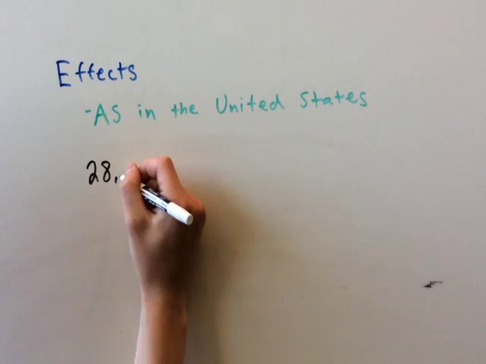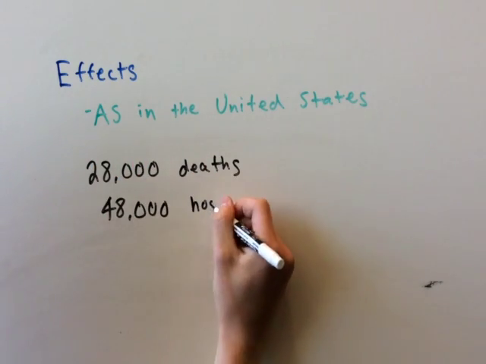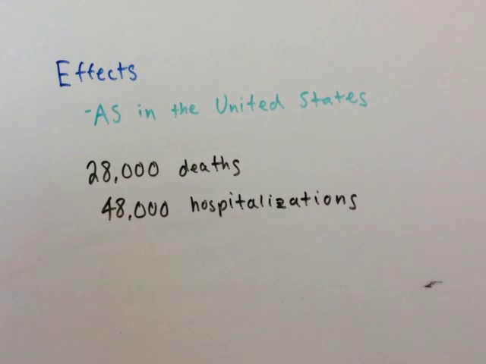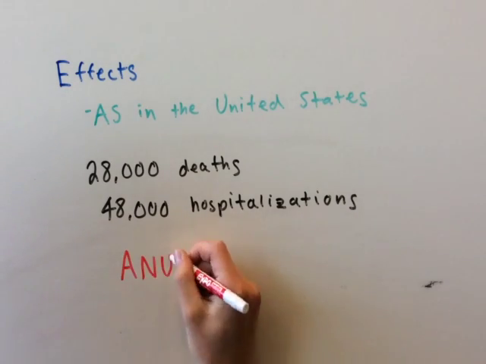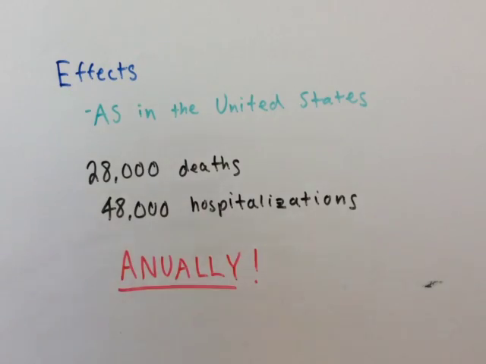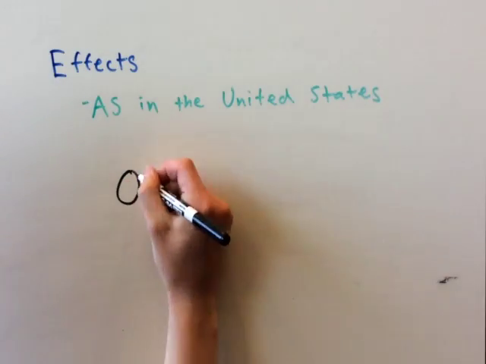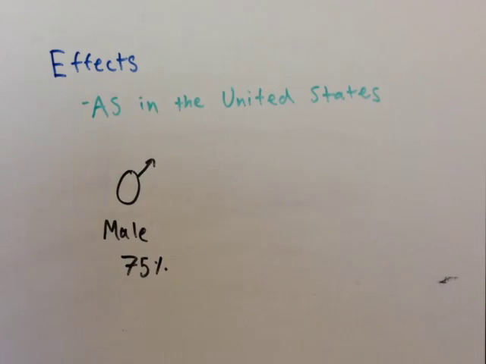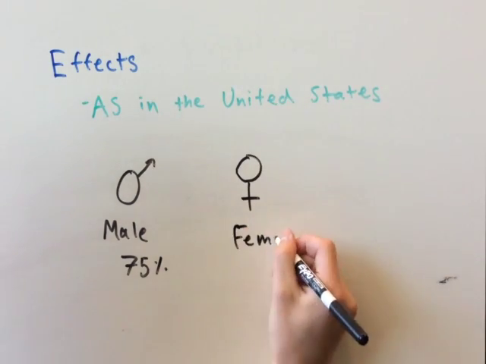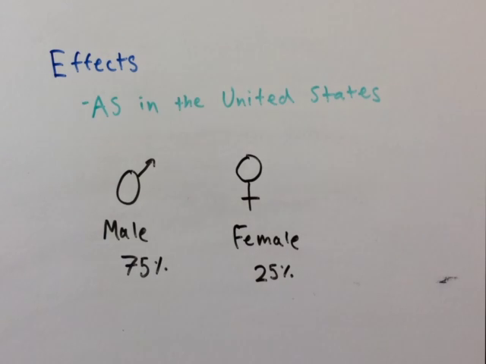Recent estimates indicate that aortic valve disease is common in the United States adult population and contributes to more than 28,000 deaths and 48,000 hospitalizations annually. Also, roughly 75% of aortic stenosis patients are male, while the remaining 25% are female.